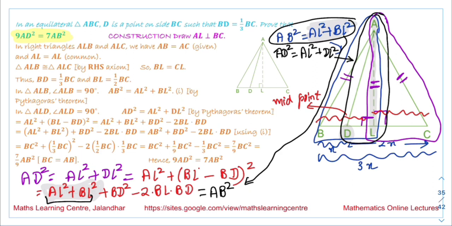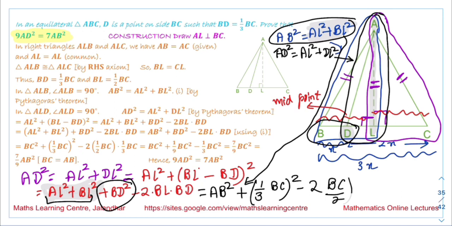And the next term is plus BD square, which is 1 by 3 of BC, squared. Next term is minus 2 times BL. Now the value of BL is BC by 2, into BD, which is BC by 3.